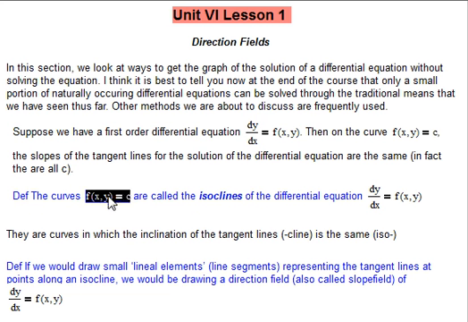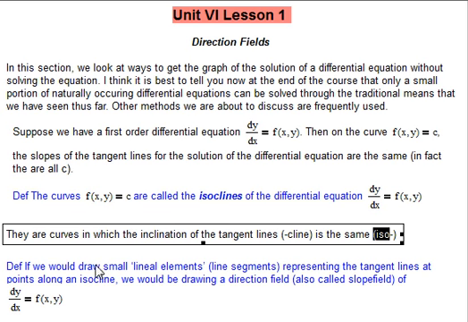The curves f(x,y) equals c are called the isoclines of the differential equation dy/dx equals f(x,y), and they're curves in which the inclination of the tangent lines, that's the cline, is the same. That's the iso part. That's what that means. Isocline: tangent lines are the same.